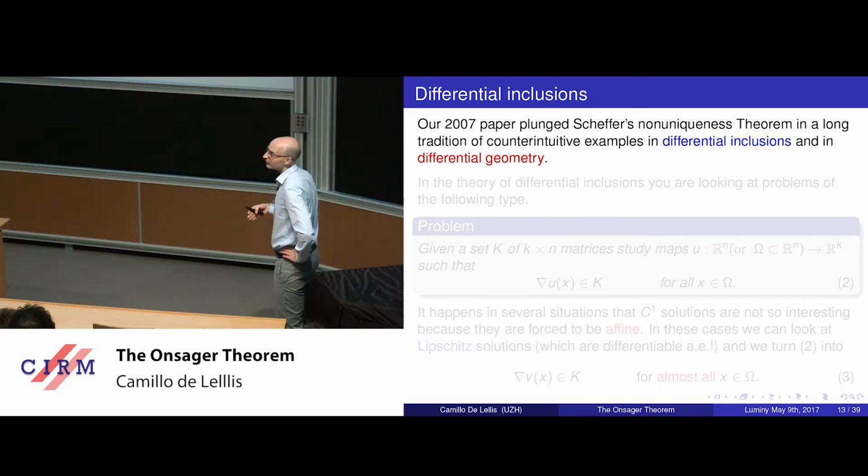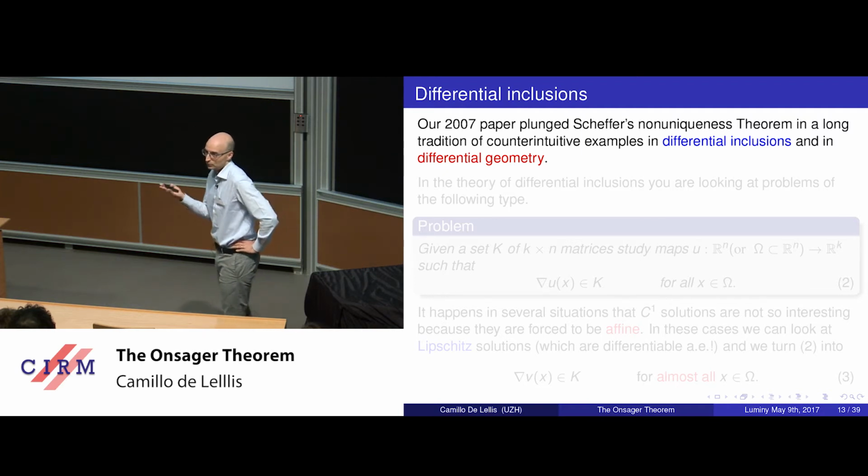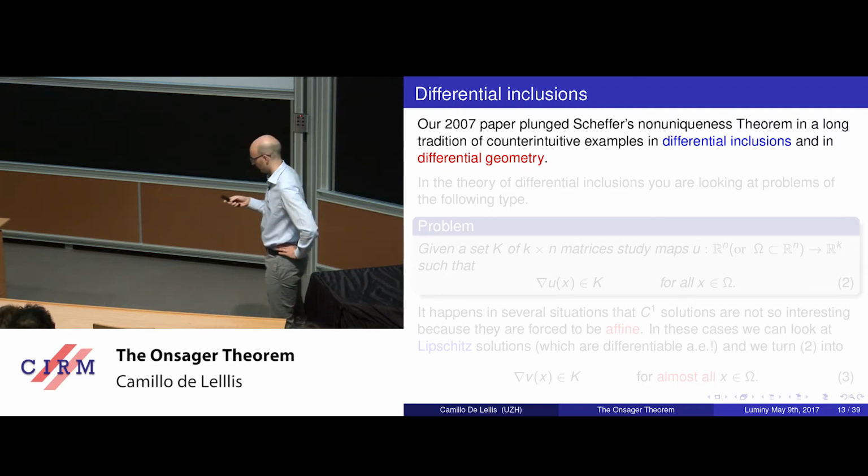Okay, so now what is interesting about our 2007 paper is that ultimately it led us to a train of ideas which then 1 year ago led to the proof of Onsager's conjecture. So that's the topic of the talk. So what did we do in 2007?